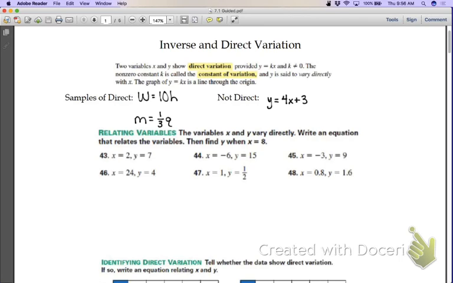Like on number 43, where x is equal to 2 and y is equal to 7. I'm going to set it up just like I would up here. I've got to figure out what k is first. So I have 7 equals k times 2. How do I solve for k? Divide by 2. So k is equal to 7 over 2, or if you want to call it 3.5, it's really up to you. It doesn't matter to me. Okay, so there's the first part.